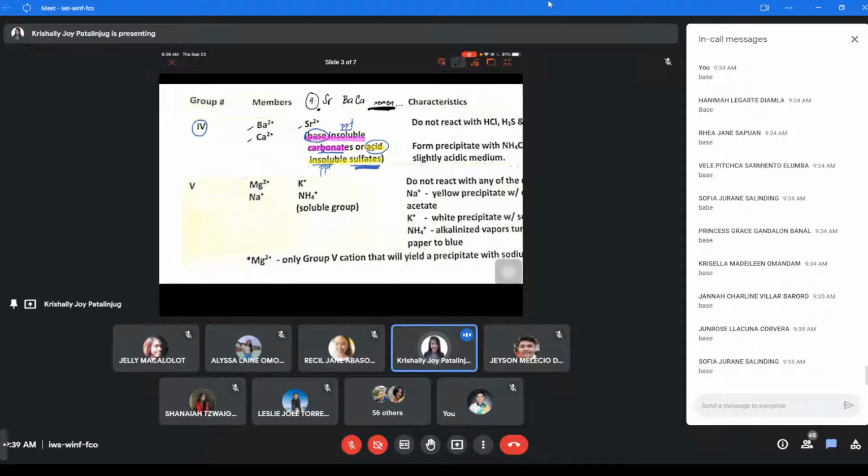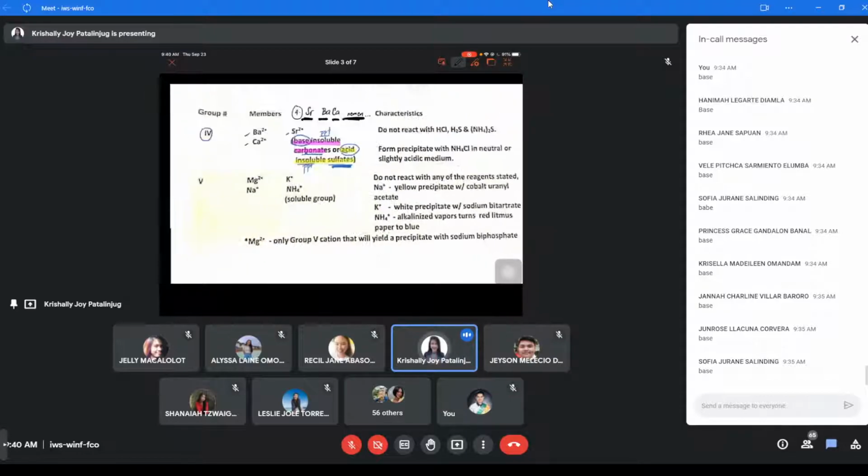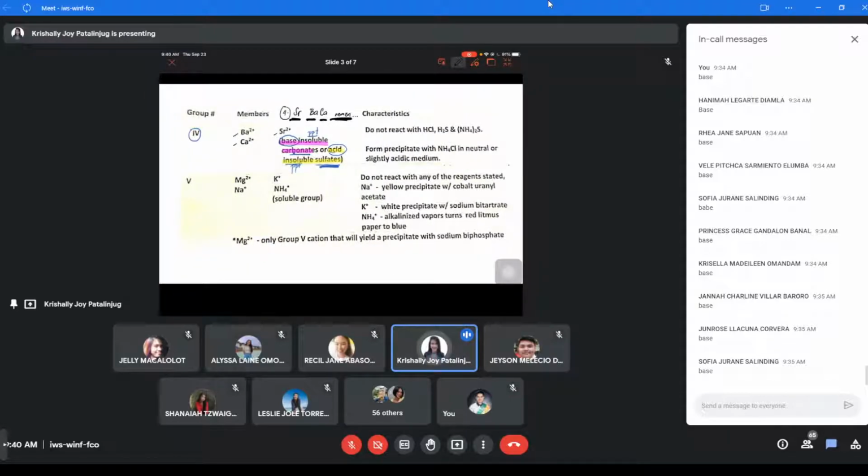So, strontium, barium, at saka calcium. Sila ulit yung group 4 cations. Group 4 cations: base-insoluble carbonates, acid-insoluble sulfates. Okay? Okay, next.